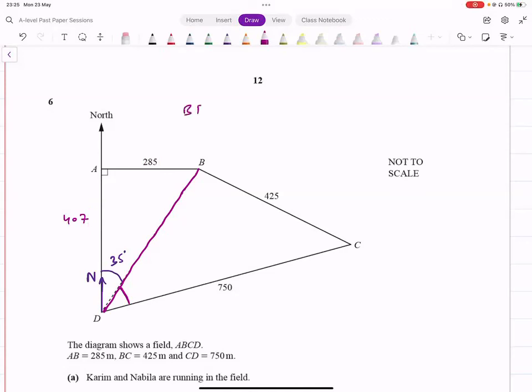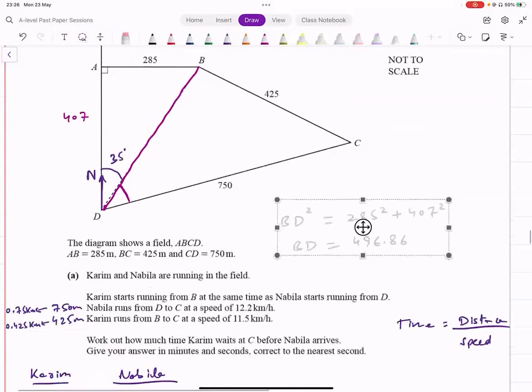BD square, BD आपका हाइपोटेन्यूज है. BD square is equal to 285 square plus 407 square. That's going to give us the length BD. उनके squares को add कर देंगे, square root ले लेंगे. 285 square plus 407 square, and then square root of that is 496.86. That's the length BD. Length BD भी आ गया हमारे पास.